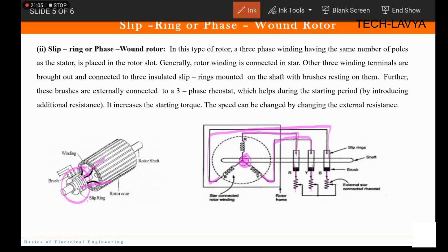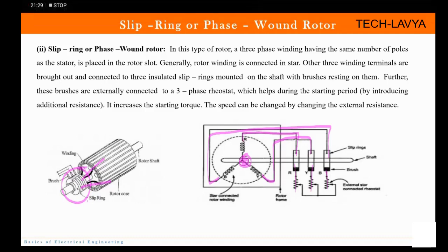It means that ends are not short circuited here. Because of that only I could connect an external rheostat. Now what is the advantage of connecting rheostat in the circuit? So that I am now able to change the resistance. Now what do I achieve by changing the resistance? I can change the torque or I can change the speed.